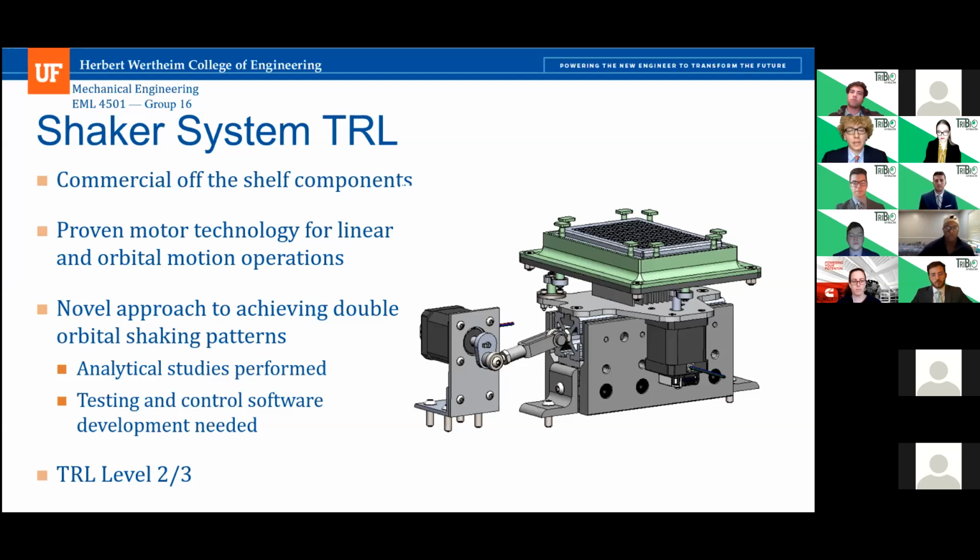Moving on to the shaker subsystem, once again using commercial off-the-shelf components with proven motor technology for linear and orbital motion operations. However, due to the novel approach we are using for double orbital motion, it has never been used before in the technological space, with only analytical studies performed, as seen previously in our slide deck. With that in mind, we need appropriate testing and control software development for this, resulting in a TRL level of 2 or 3, depending upon your technological readiness level definition.